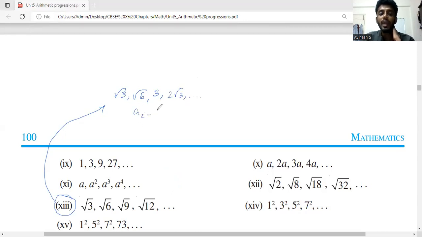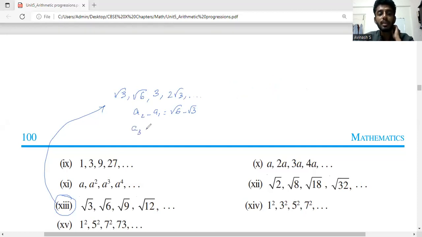And for this, when we do A2 minus A1, you get root 6 minus root 3, which is not root 3. Very, very important step. Root 6 minus root 3 is not root 3. Root 6 minus root 3 is root 6 minus root 3. Nothing can be done. So irrational numbers can be subtracted only if they are like this. For example, 3 root 3 minus 2 root 3. If the root is the same, then you can write it as root 3. But here root 6 minus root 3 is not root 3. It is just root 6 minus root 3.